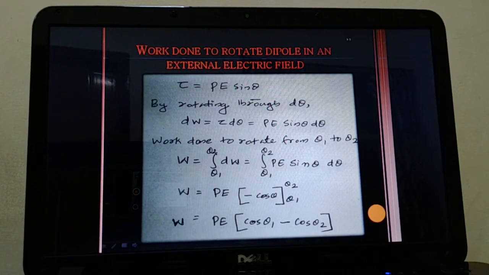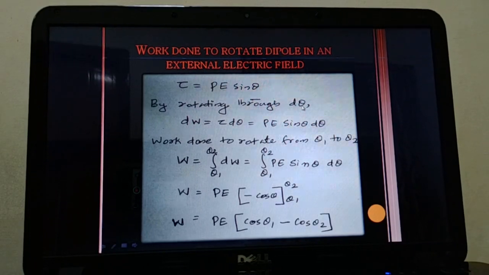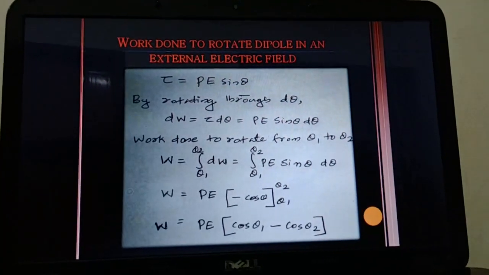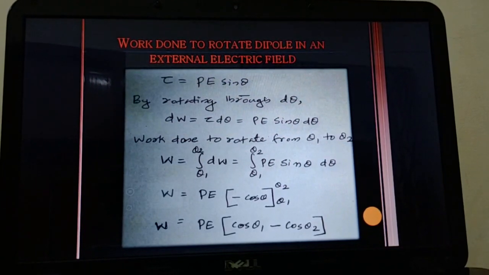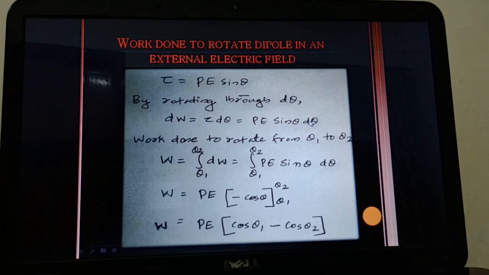And by rotating through an angle d theta, how much work is required? That work done dW is equal to tau into d theta, and tau is PE sin theta. So dW will become PE sin theta d theta. Simple steps. And this is the work required to rotate through a small angle d theta.